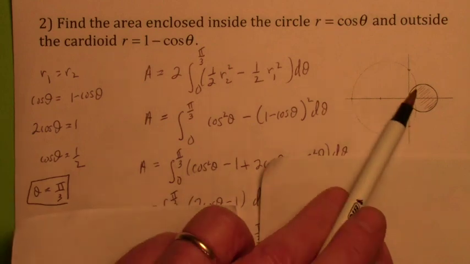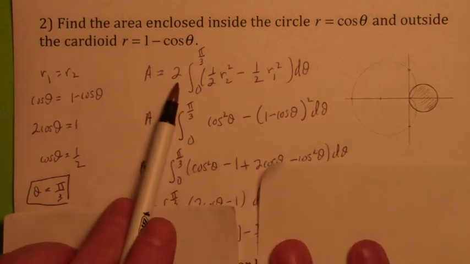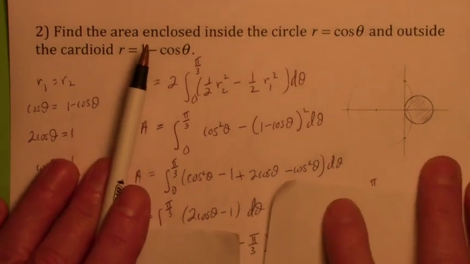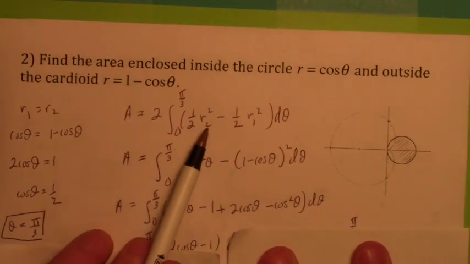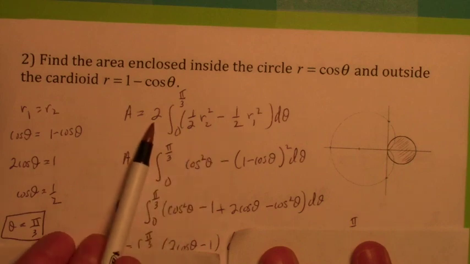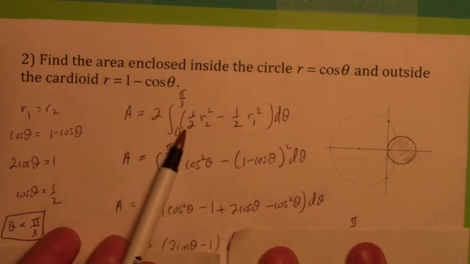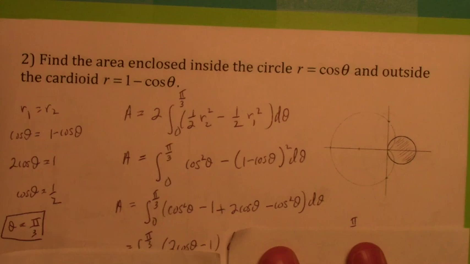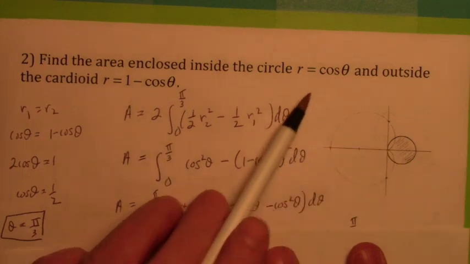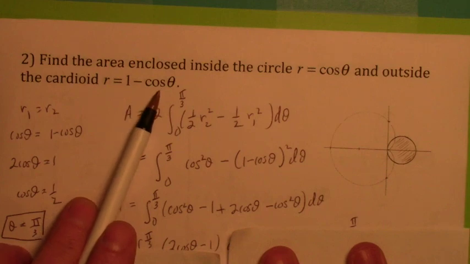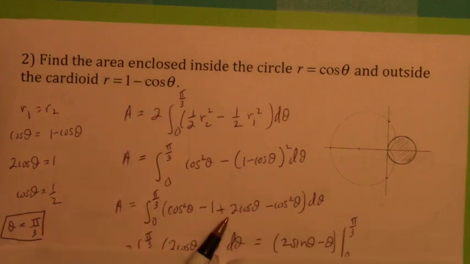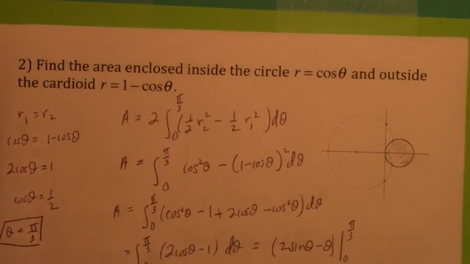So if I go from 0 to pi over 3 and multiply by 2, the outer function would be the circle, right? Oh, by the way, the 1/2s cancel with this 2. The 2 is for the symmetry, the 1/2 is from the formula for the area. So the outer function is cosine theta. You get a cosine squared here. The inner function is this. So you get 1 minus cosine theta squared. And the rest is just your integration techniques.